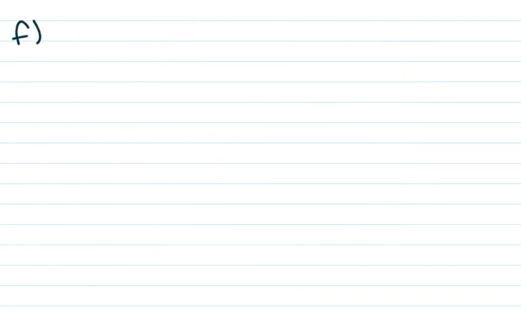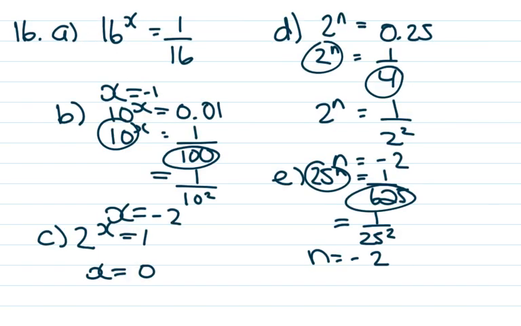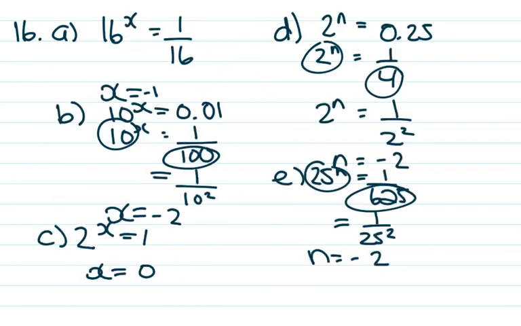And F, 12 to the power of n equals 1 over 144. How is 144 related to 12? It's 12 squared. Equals 1 over 12 squared. So again, n is -2. All right, and number 18. I think I did number 18 for number 8. Yes, I did. So back here, this is actually number 18, not 8, and I'll do 8 now.